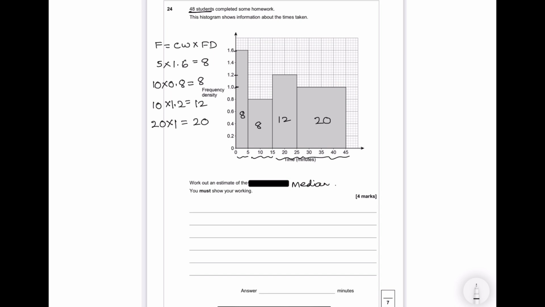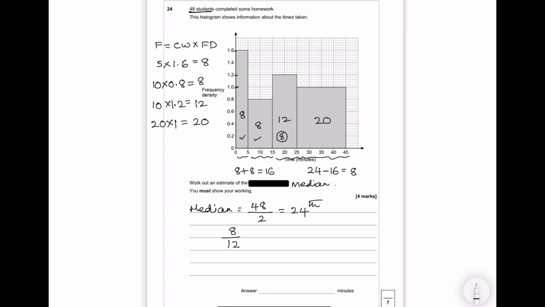And now to find the median, the total number of students is 48. We need to find half of 48, which is the 24th time. We need to find the time at the 24th. So in the first two bars, if you add them together, 16. And in the next bar, we need to find the 24th one. So if you take away this 16, 8 add 8, we need 8 more in the next bar. So we need 8 out of 12 frequencies in there.